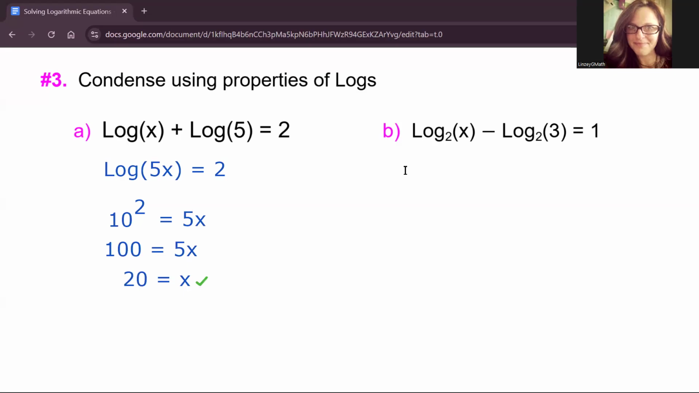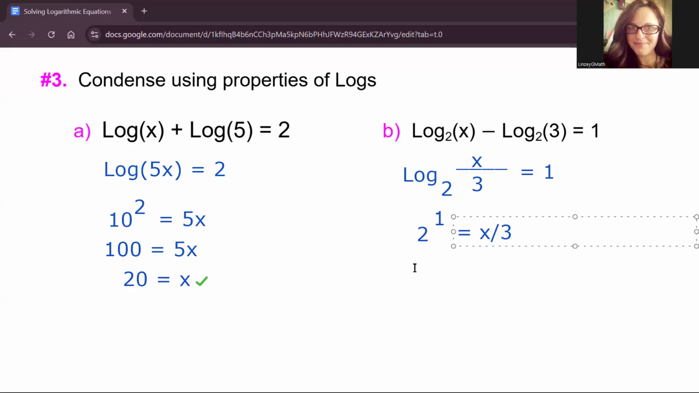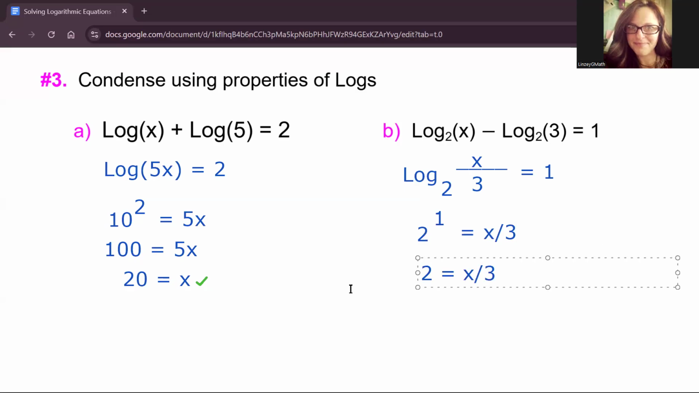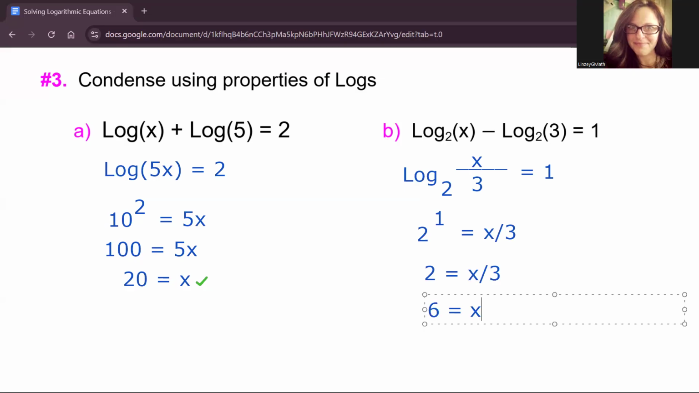Number B. Subtraction, we'll use our quotient property of logarithms and rewrite this using division, x divided by 3. Log base 2 of x divided by 3 is equal to 1. And then we can rewrite this using exponential form. Log base 2, so 2 is our base, raised to the first power, 1 is our exponent, is equal to x divided by 3. And we get 2 is equal to x divided by 3. We'll multiply by 3.